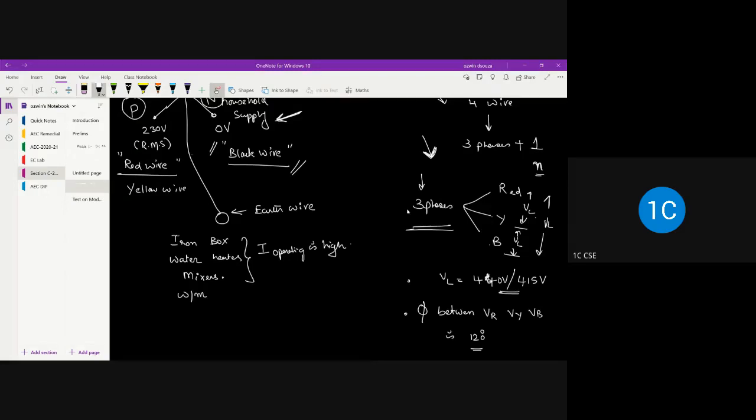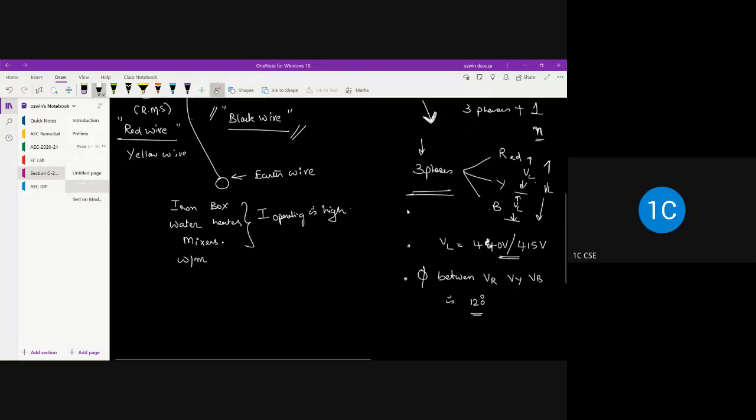So that's how we broadly classify the three-phase AC supply from a single-phase AC supply. It's totally based on the power requirement. All right.